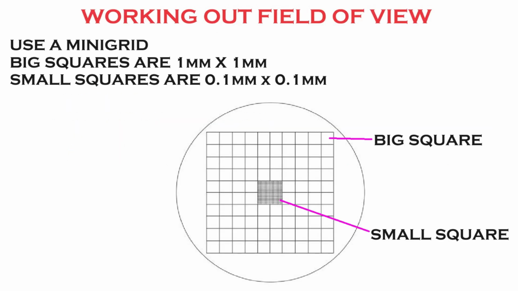Next, we'll talk about how we work out the field of view. Well, we use a thing called a mini-grid. It has big squares and small squares. The big squares are 1 millimeter by 1 millimeter, and the small squares are 0.1 millimeter by 0.1 millimeter. Here you can see the big squares, and in the middle you can see the small squares.